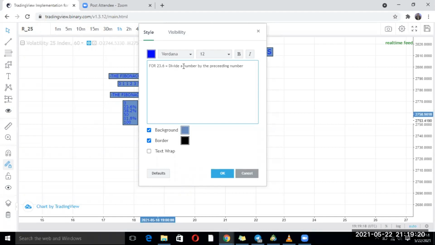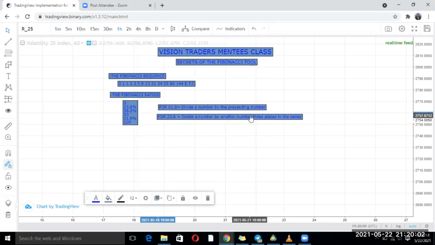Now it divides a number, just pick any number at random, that's in the series by the number 3 places along. It divides a number by another number, 3 places in the series. Yes, in the series or in the sequence of numbers, right? In the series. Okay.